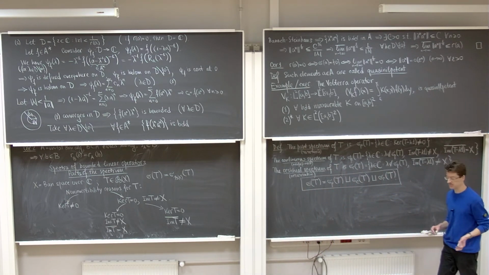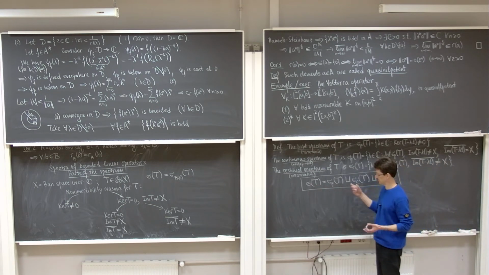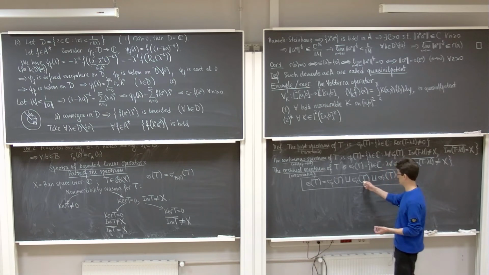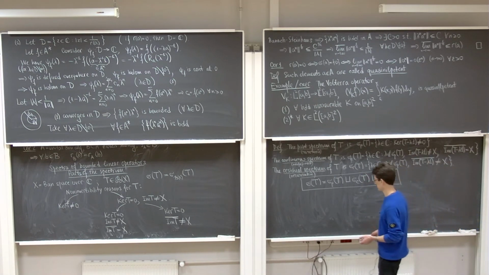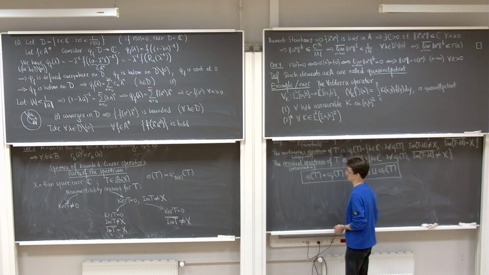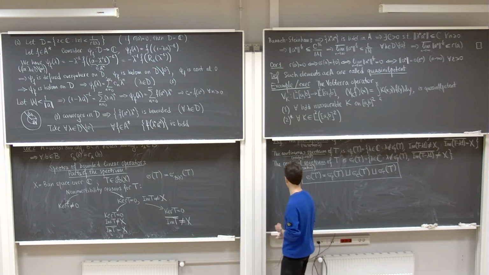And by the way, it's clear that if the space is finite dimensional, then the spectrum is equal to the point spectrum, and the continuous spectrum and the residual spectrum are empty. But this happens in the finite dimensional case. Let's look now at some infinite dimensional examples.